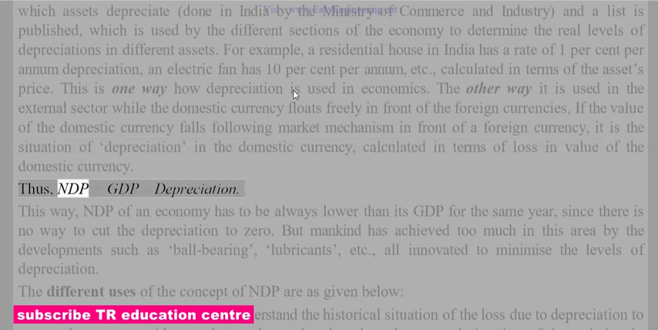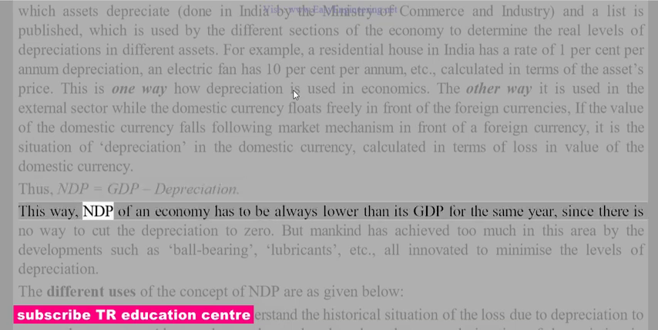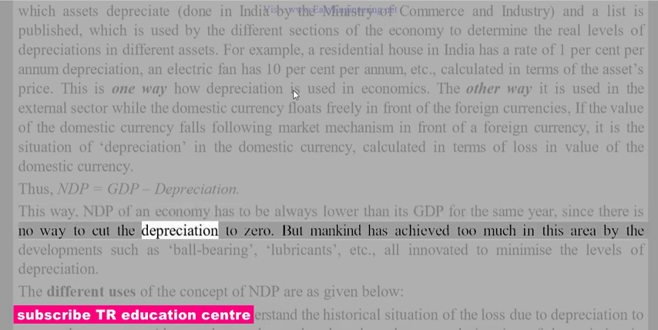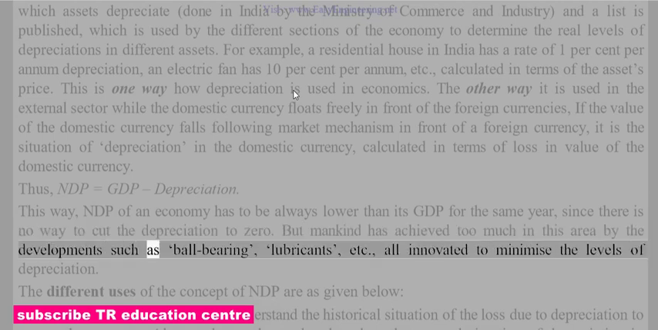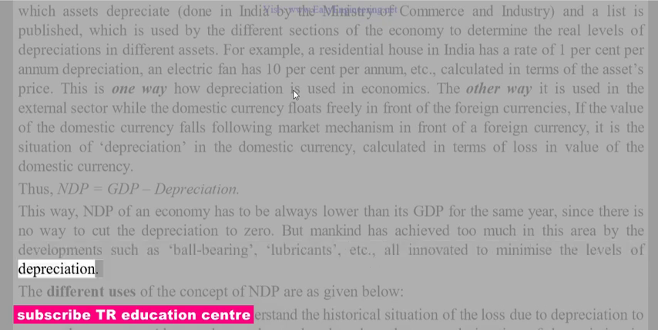Thus, NDP is equal to GDP minus depreciation. This way, the NDP of an economy has to be always lower than its GDP for the same year, since there is no way to cut the depreciation to zero. But mankind has achieved too much in this area by developments such as ball bearings, lubricants, etc., all innovated to minimize the levels of depreciation.